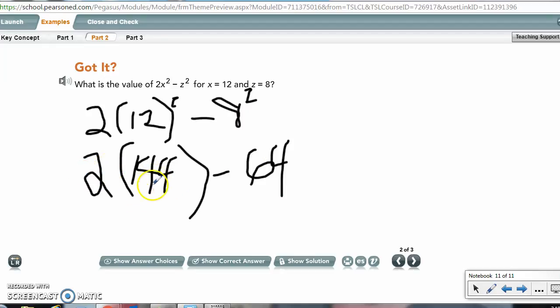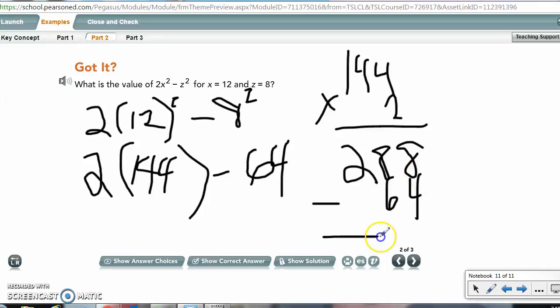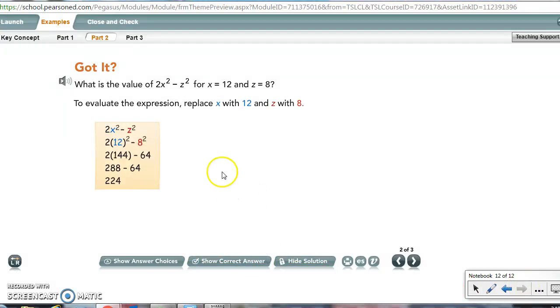So 2 multiplied by 144, 2 times 4 is 8. 2 times 4 is 8. 2 times 1 is 2. So I get 288. And now I need to subtract 64. So what is 8 minus 4? Well, 8 minus 4 is 4. 8 minus 6 is 2. And 2 minus nothing is 2. So my correct answer should be 244. Here's the work right here too if you need to copy that down. If you have questions, go ahead and call me over.